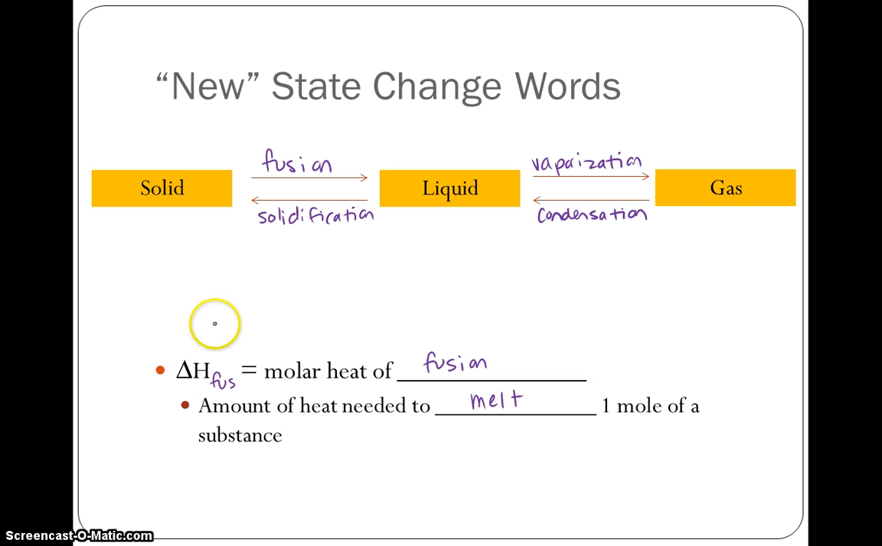And what you can see with this definition is we can just play fill in the blank. We can replace the fusion with solidification, and then it would be the amount of heat needed to freeze 1 mole of a substance. We could do the same thing with vaporization and condensation. So we can represent all four of these state changes with their own delta H. So all of these things are represented with their own amount of energy.